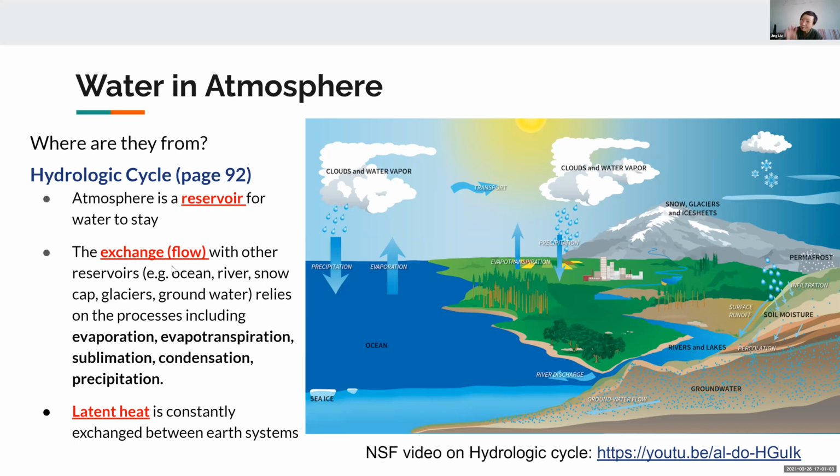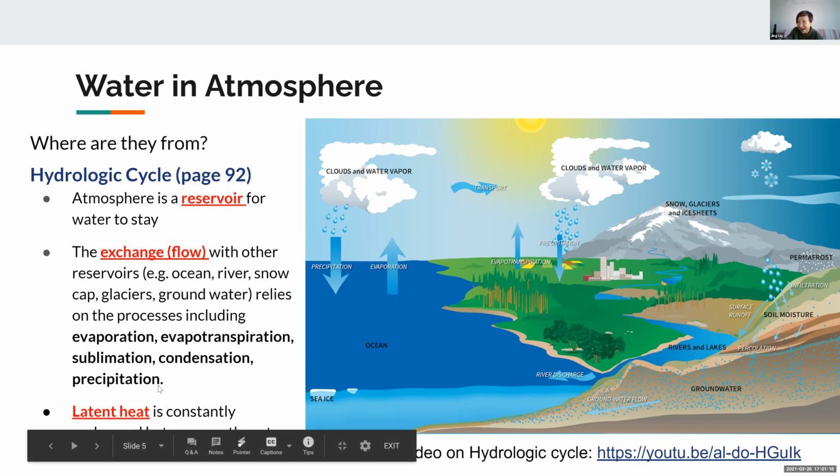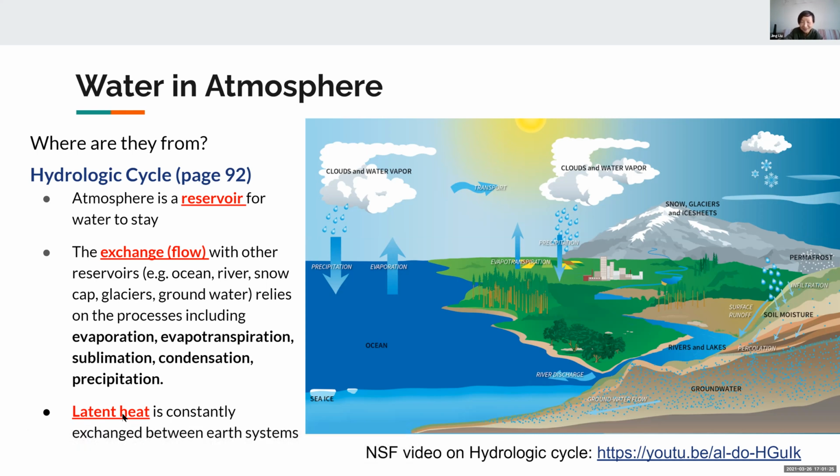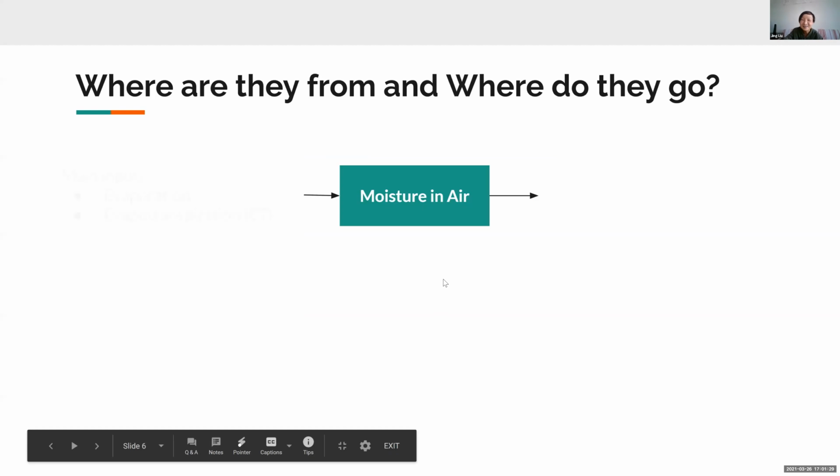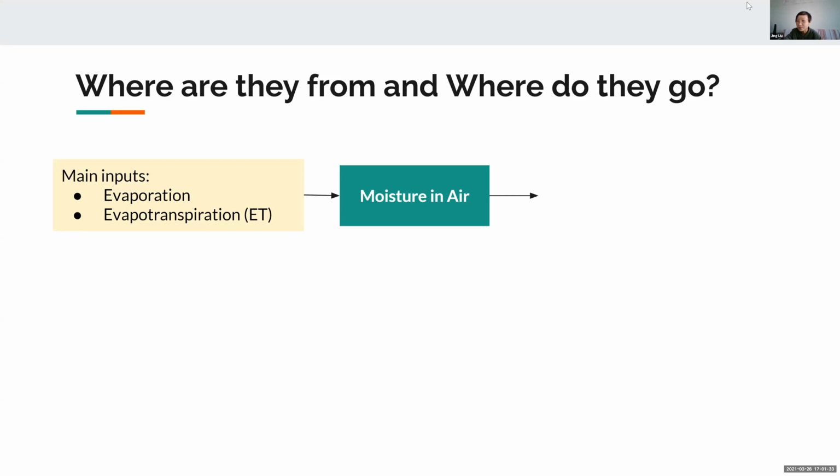And the flow process carries that water from one sphere to another sphere. That's called exchange or flow. During this process, latent heat is either absorbed or released, so you need to know those processes. All right, so then let's answer our question: where are they from and where do they go?